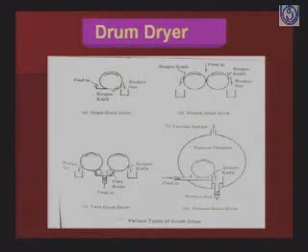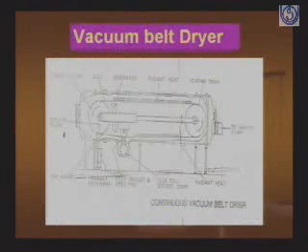Then this is the drum type. In the drum dryer, the product is a semi-solid type, like paste or puree, that is loaded on the surface of the steam heated drum. Then the product is heated, loaded round the side, then rotated. It comes from one side to the other side. That is the blade. We just cut the product by the blade.